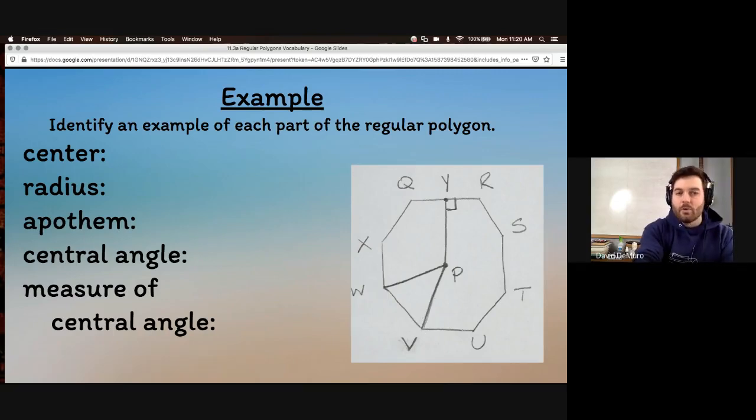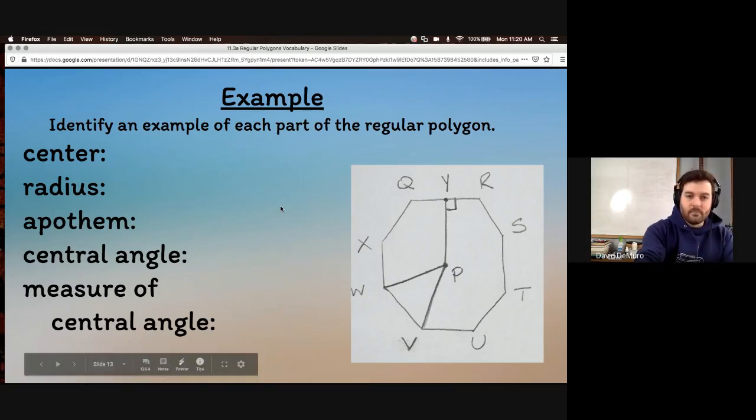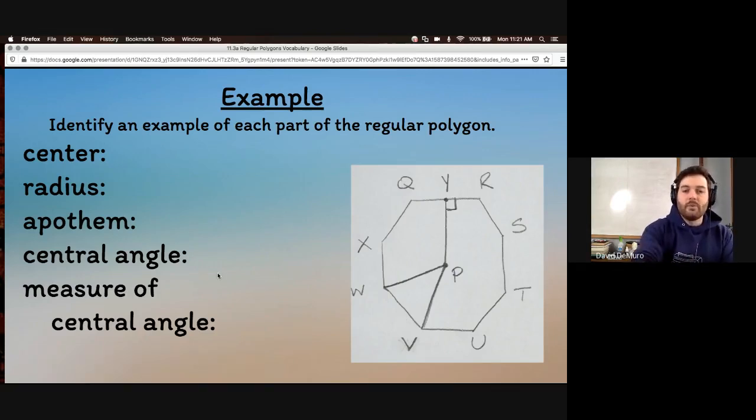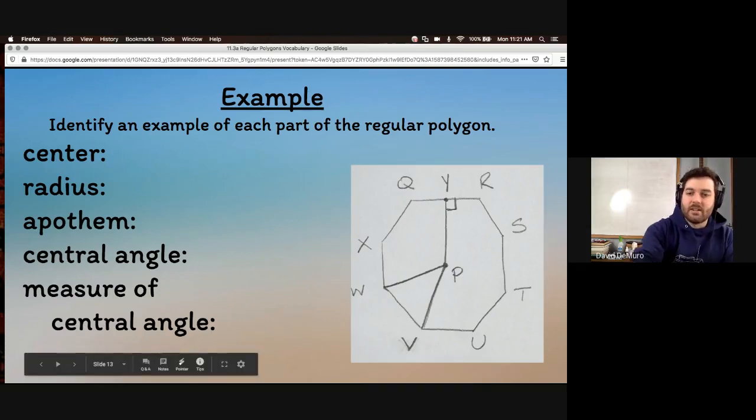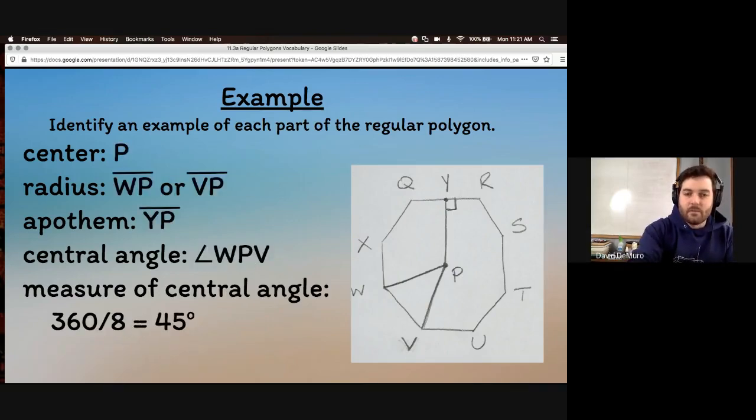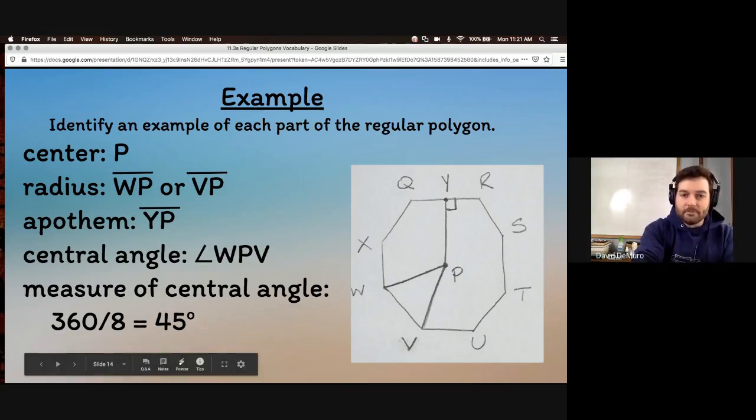An apothem would have to start at the center and go to a side at a right angle. So PY is an example of an apothem. A central angle is formed at the center by 2 radii. So this angle here, WPV, would be an example of a central angle. And to find the measure of that central angle, we would take 360 divided by the number of sides. And 360 divided by 8 is 45 degrees. So those are your center, couple of different radii, apothem, central angle, and how to find the measure of a central angle.